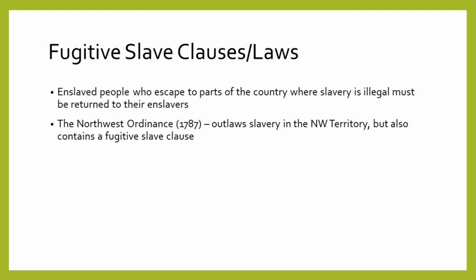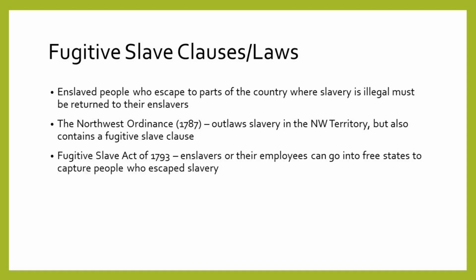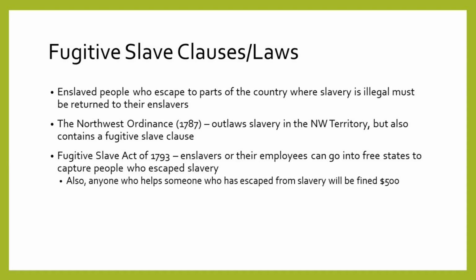Now, Congress gave force to this clause of the Constitution with the Fugitive Slave Act of 1793, which basically said that enslavers or their employees could go into free states and capture anyone that they claimed had escaped slavery. It also said that anyone caught helping an escapee avoid recapture would be fined $500.